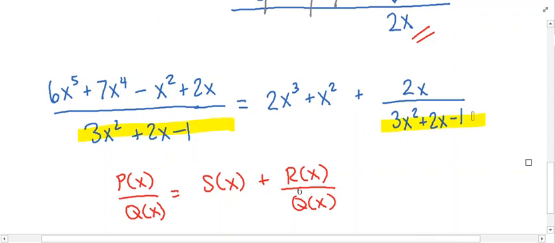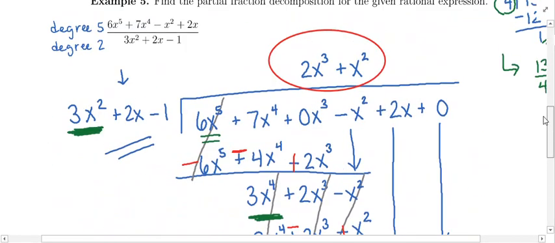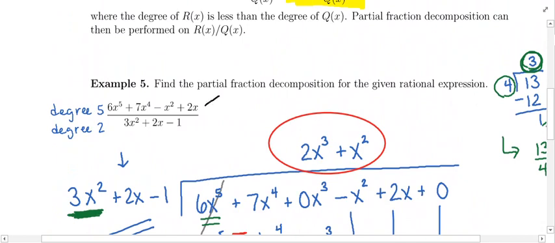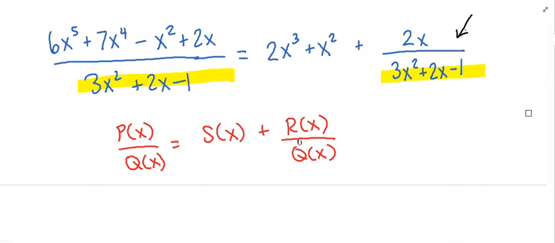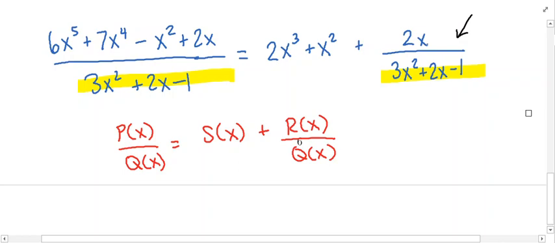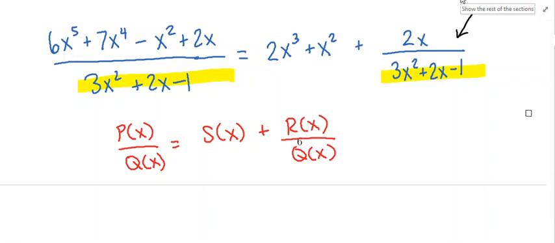What's going to happen here, because we're trying to come up with the partial fraction decomposition of this original fraction, is that we couldn't go straight into it because the degree of the top is bigger than the degree of the bottom. But now that we've rewritten it this way, we can do the partial fraction decomposition on this 2x over 3x squared plus 2x minus 1, because the degree of the top is 1 and the degree of the bottom is 2. So I'm going to work on that and then we'll be able to write the final answer.